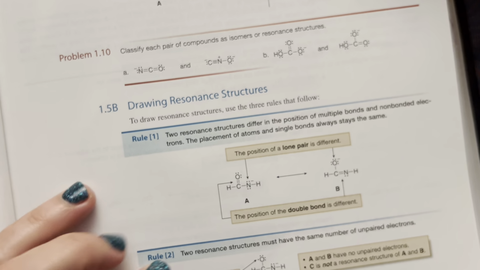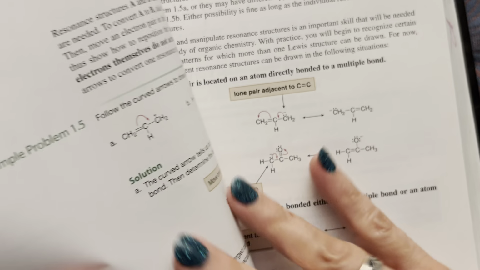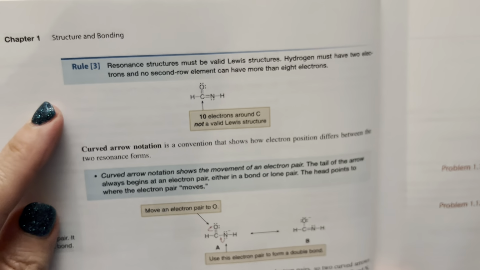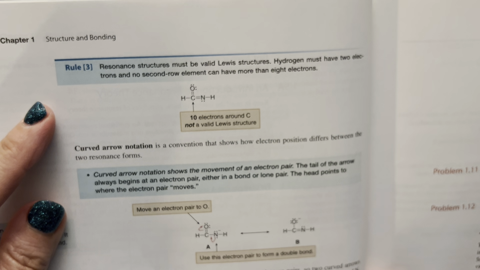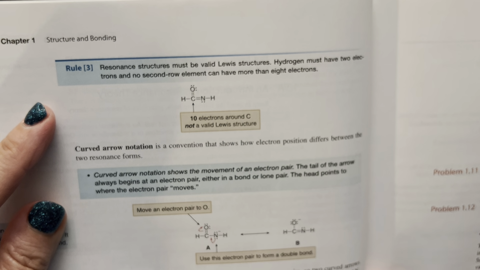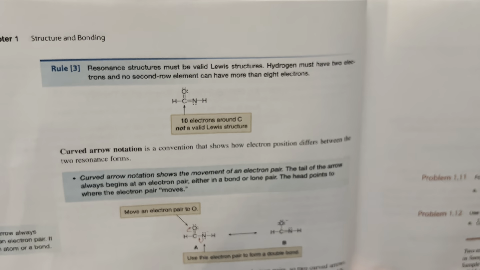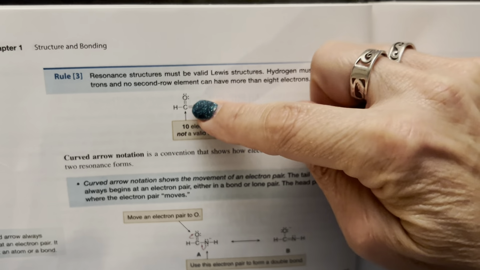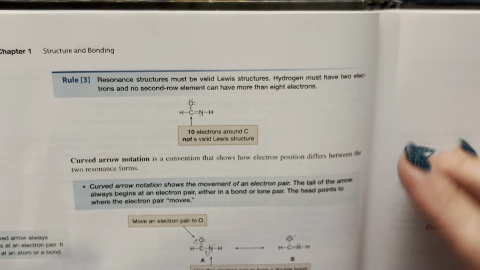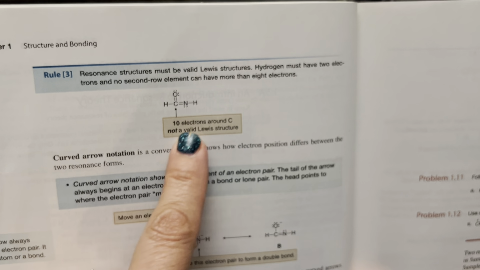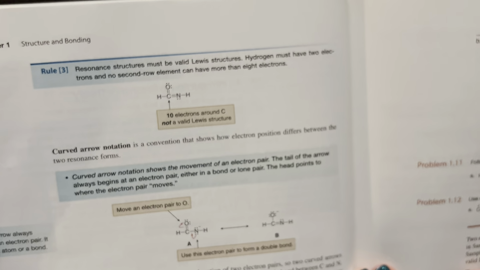All right, now let's see what rule 3 is. Rule 3: resonance structures must be valid Lewis structures. Hydrogen must have 2 electrons, and no second row element can have more than 8 electrons. So if we look here, this is disobeying the octet rule for carbon. In this incorrect structure, the carbon has 10. That will not fly.